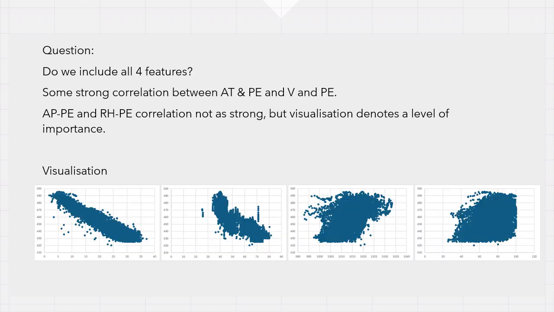The question was, do we include all 4 features? Now, there's some strong correlation between temperature and pressure and V and PE. Between the AP, atmospheric pressure, and relative humidity, the correlation is not as strong, but the visualization denotes some level of importance.